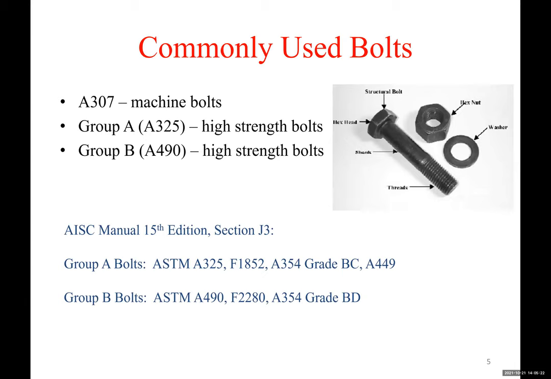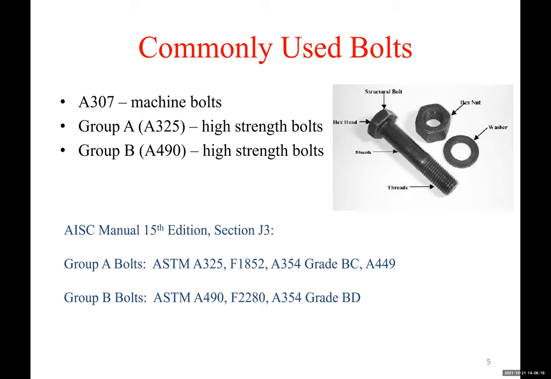Now, the commonly used bolts are starting with A307, which are known as machine bolts. Now, these are not used in connecting main structural elements together. For that, we use either group A or group B. These are the commonly used ones, but there's also, in the 15th edition, group C that can be used, which has higher strength than group A and B. Now, A307 bolts can be used in connecting non-structural components, architectural components, mechanical components, etc., facade components. For those, we can use A307.